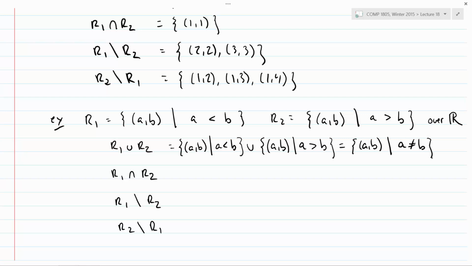All right, so let's do the next one. R1 intersect R2. So this is the set of all pairs AB such that A is less than B and A is greater than B. Yeah, that's the empty set. There are no pairs such that both of those things are true.